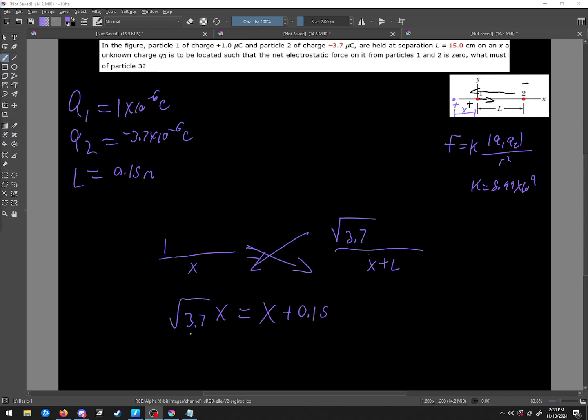Okay, so what we could do is factor out the x here. By subtracting x on both sides, this would be x times the square root of 3.7 minus 1 equals 0.15, and then we just divide this by the square root of 3.7 minus 1. And that should give us x equals this, which equals 0.162 meters, which we can turn into 16.2 centimeters, which is how the problem asks for it.